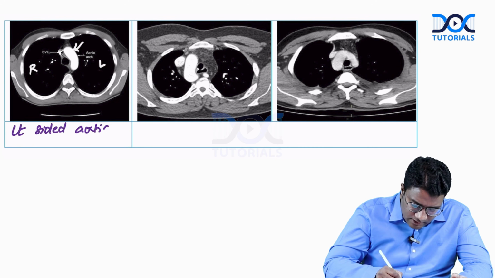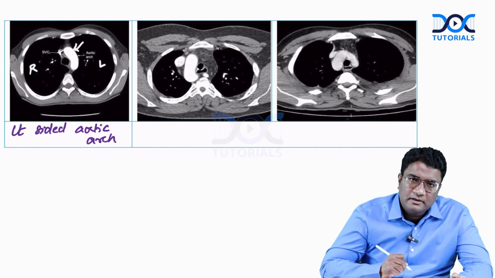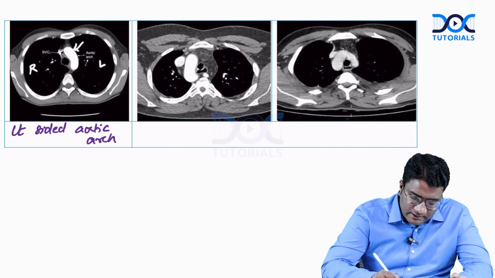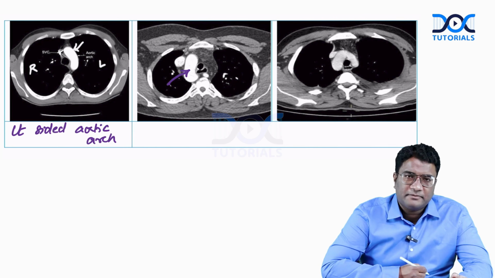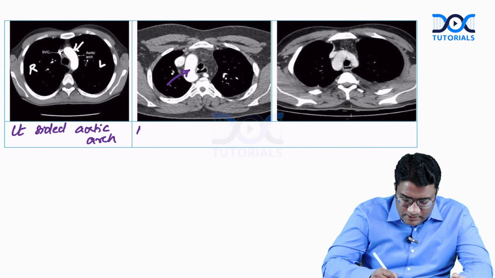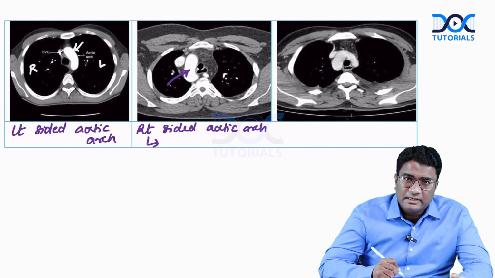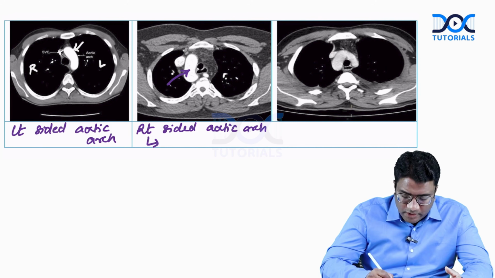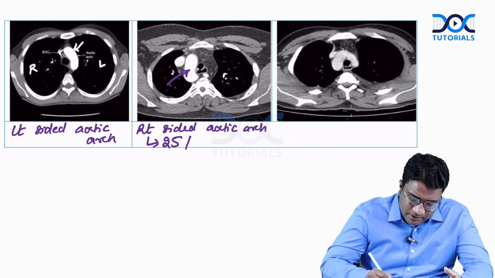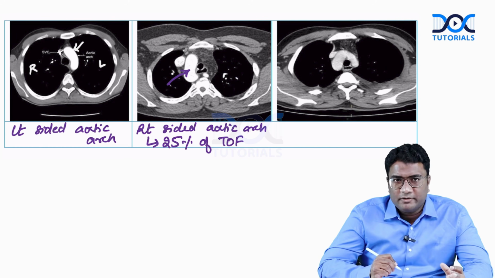Normally, the aortic arch is on the left side. But here, you can see that the aortic arch is on the right side. So this is a right-sided aortic arch. And right-sided aortic arch can be seen in a significant number of patients with tetralogy of Fallot. Around 25 to 30% of patients with tetralogy of Fallot will have this right-sided aortic arch.